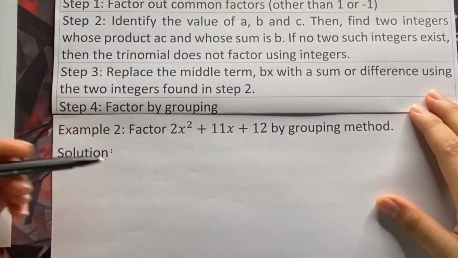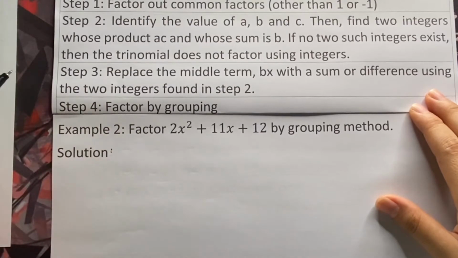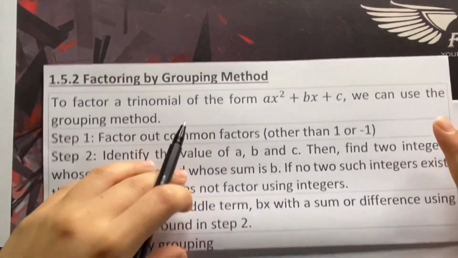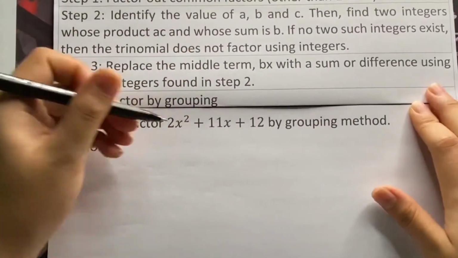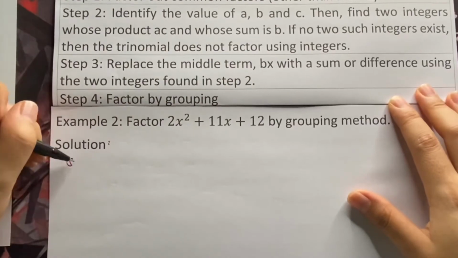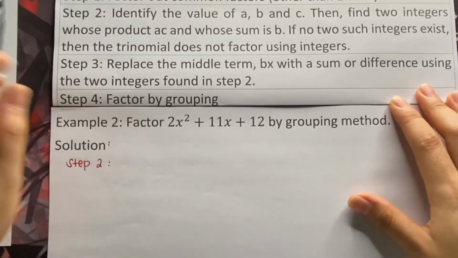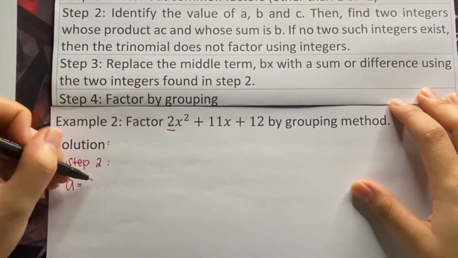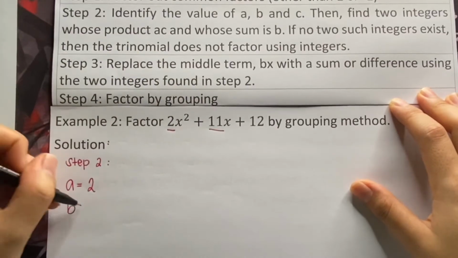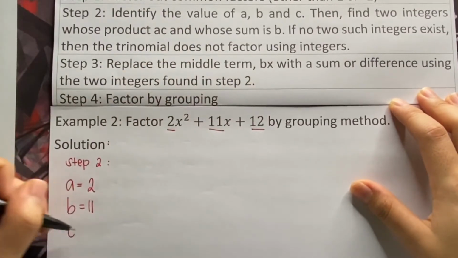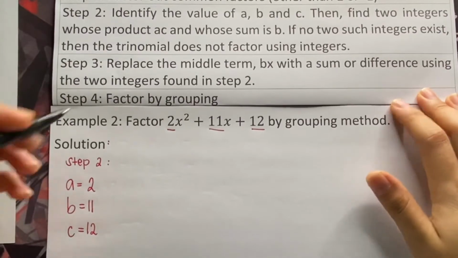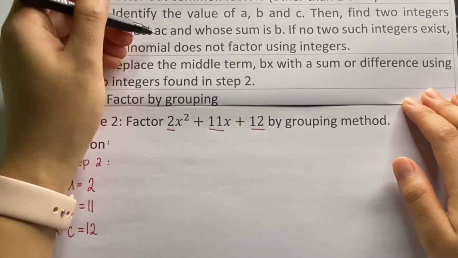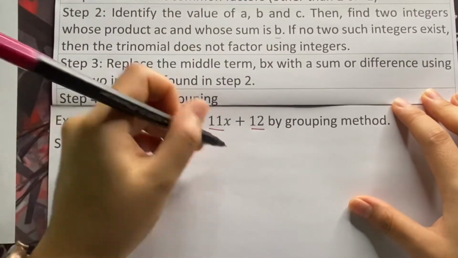Okay, example 2. Factor 2x squared plus 11x plus 12 by grouping method. Step 1. Factor out the common factors other than 1 or negative 1. So, dito, walang common factors sa tatlong term. Move na tayo sa step number 2. Identify the value of A, B, and C. So, A is 2. B is 11. And C is 12. Next, maghahanap na tayo ng dalawang integers na kapag minultiply ay AC and kapag pinlus ay B. So, let's have the table.